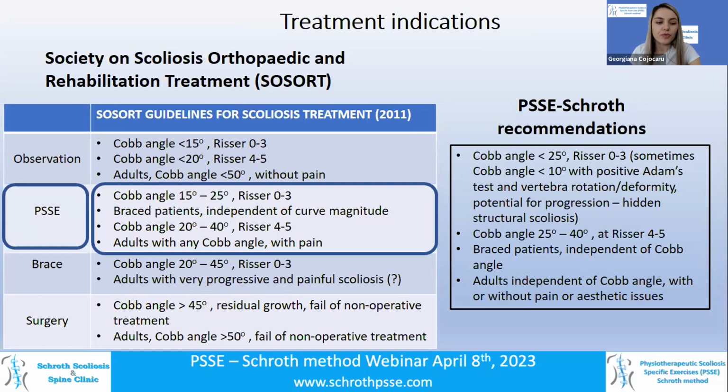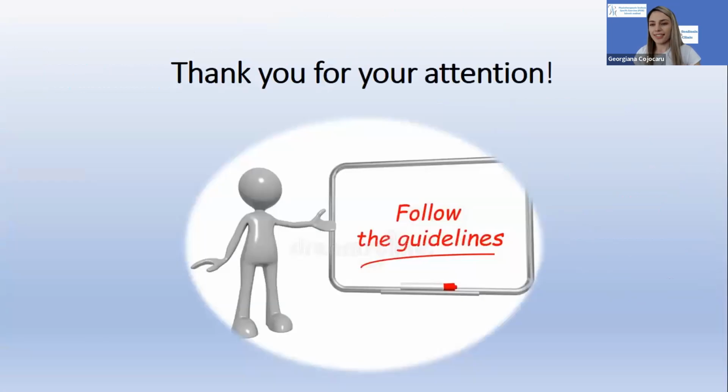On the right side, you can see the recommendation from our method, which includes also patients with Cobb angle less than 10 degrees. But if they have a positive Adams test, and we can see on X-ray vertebral rotation or deformity, it shows us it can have progression. So it can be a hidden structural scoliosis. And our recommendation is to work also with adults, no matter the Cobb angle, with or without pain, aesthetic issues, they can benefit from this treatment. Thank you for your kind attention.